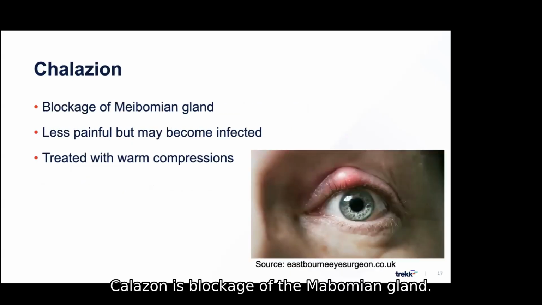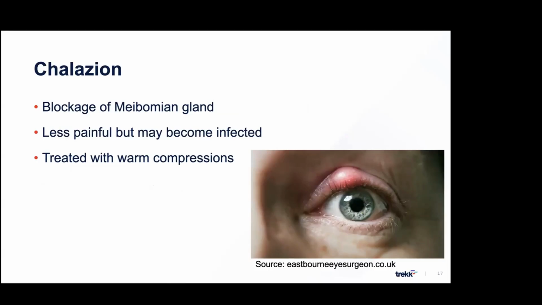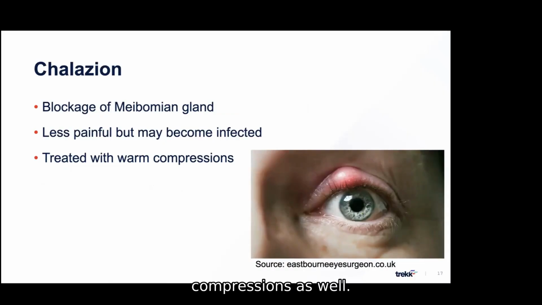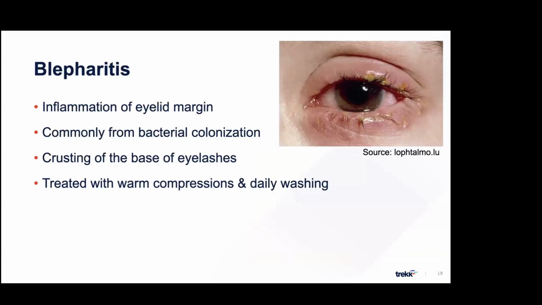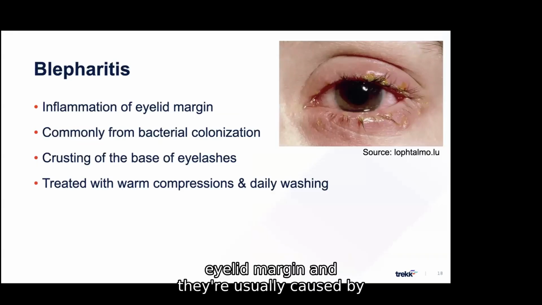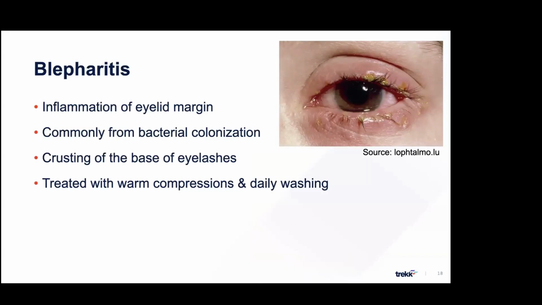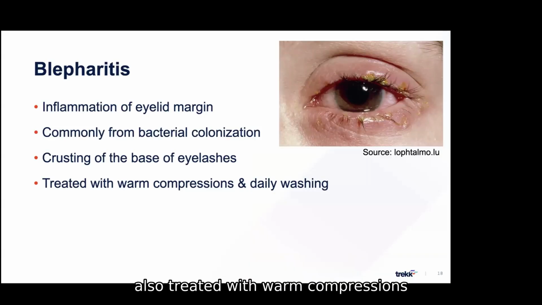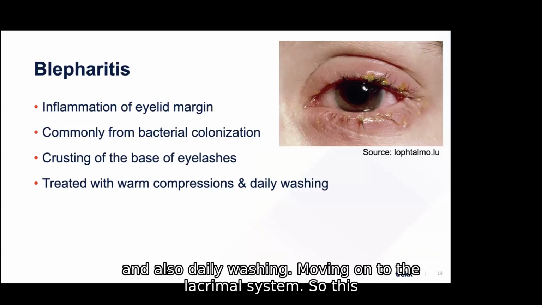A chalazion is a blockage of the meibomian gland. They're less painful than a stye, but may also become infected, and they're treated with warm compresses as well. Blepharitis is inflammation of the eyelid margin, and it's usually caused by bacterial colonization. You can see crusting at the base of the eyelashes, and it's also treated with warm compresses and daily washing.